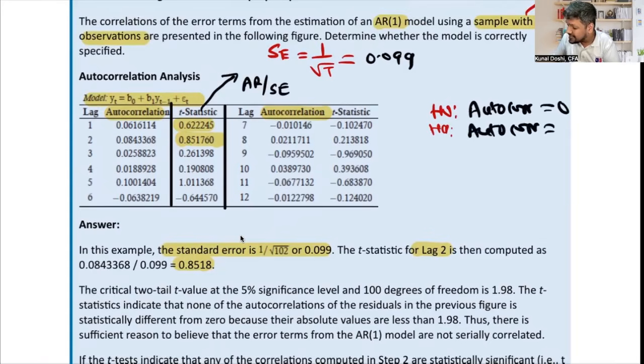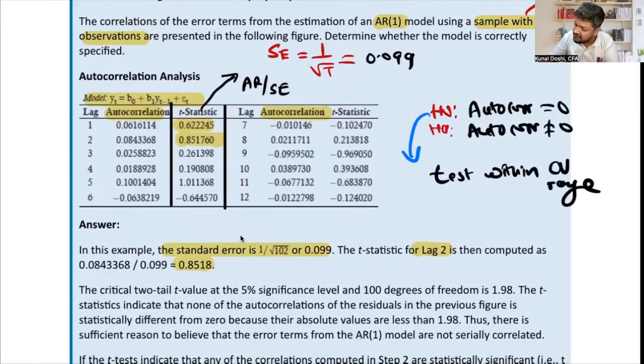and the alternate is not equal to 0. Now, for there to be no autocorrelation, my test statistic should not be rejected. So it should be within the critical value range, isn't it? Only then will I fail to reject. So I'll have to check whether that is not too high or too low.